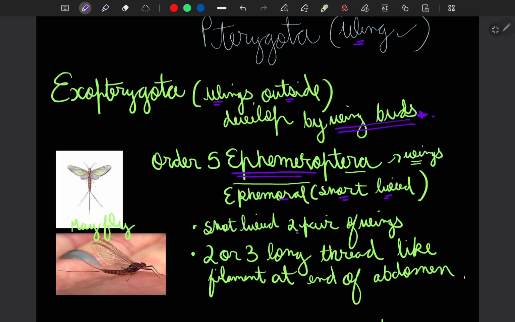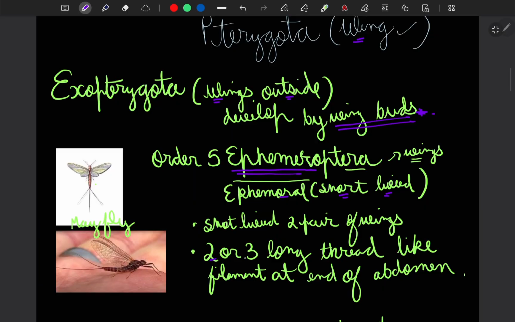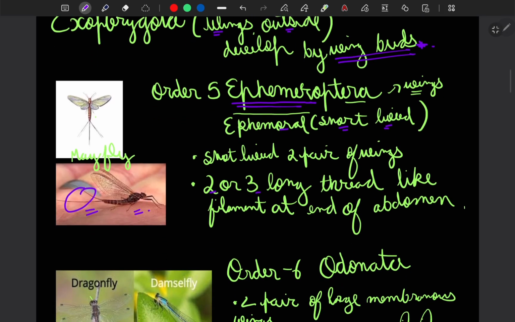You must have observed it. They are short-lived. They have 2 pair of wings, 2 or 3 long thread-like filaments at the end of the abdomen. Now you can clearly observe these long filaments, and thus as soon as you see this insect, you can clearly identify that it is Ephemeroptera and a mayfly organism.